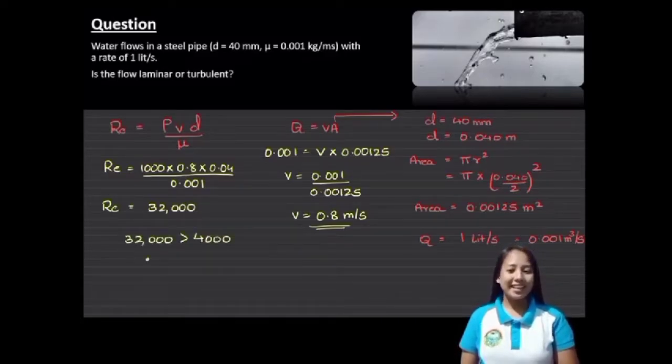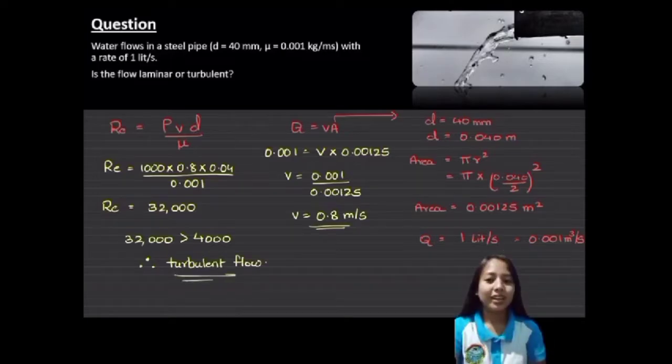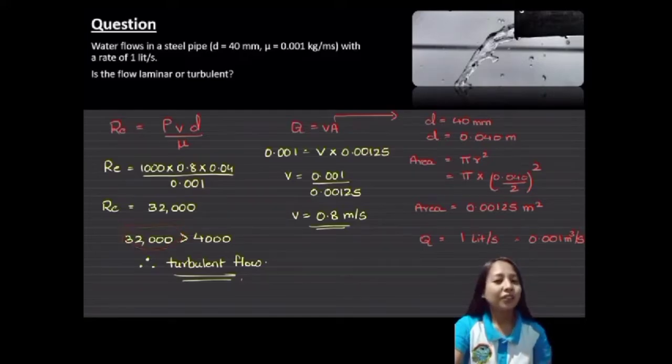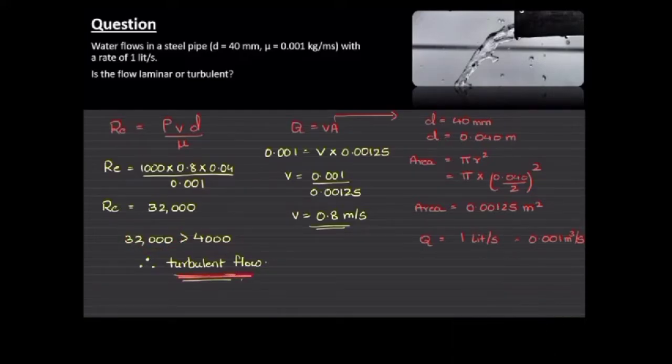Now, obviously, 32,000 is way higher than 4,000. Therefore, the flow in the pipe is turbulent flow. So if we get a Reynolds number of more than 4,000, the flow will be turbulent flow.